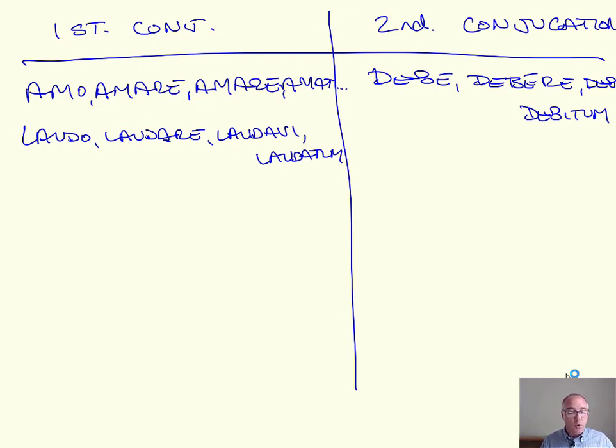One sheet of paper for first conjugation and another sheet of paper for second conjugation. That will pay off.